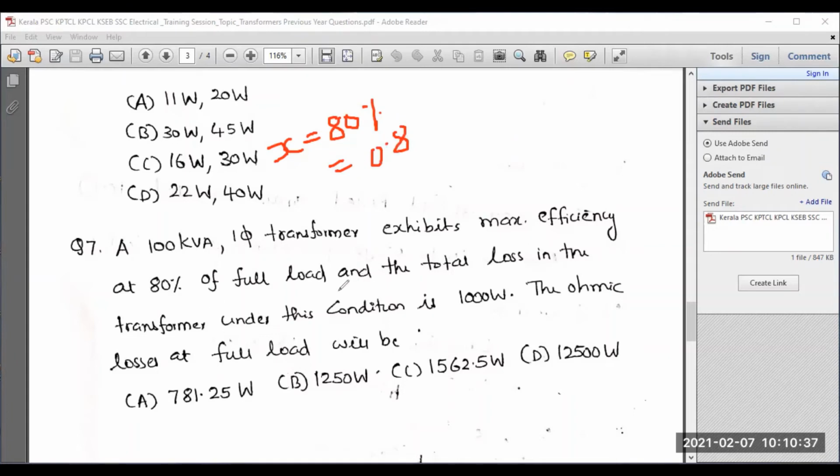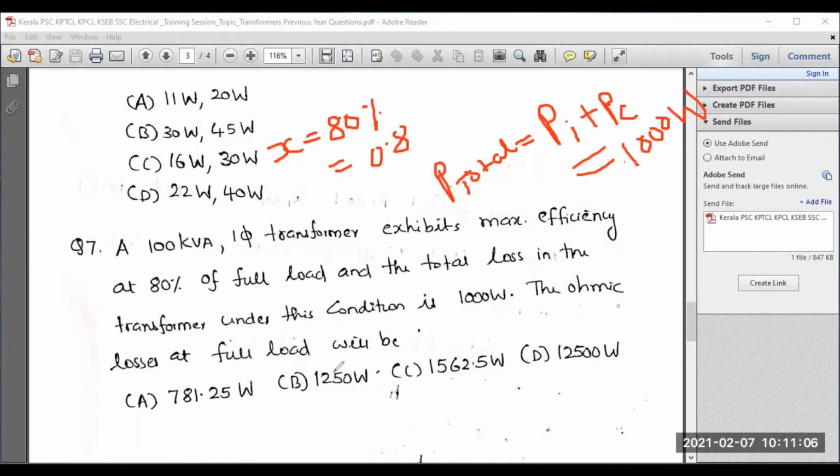And the total loss of the transformer under this condition is 100 watts. Total loss, so P total loss is nothing but the iron loss plus copper loss. That is equal to how much? 100 watts. You can note down 100 watts.